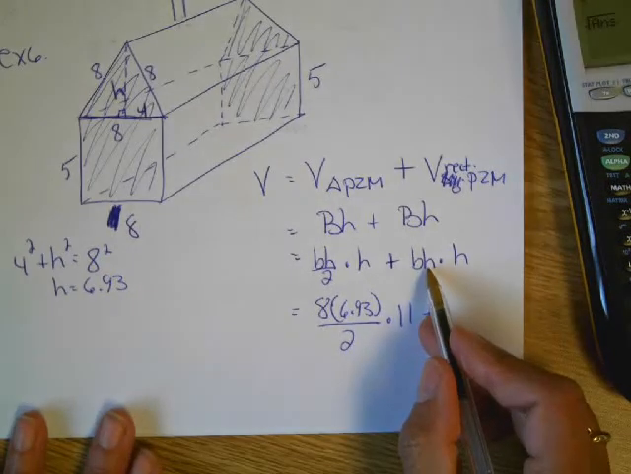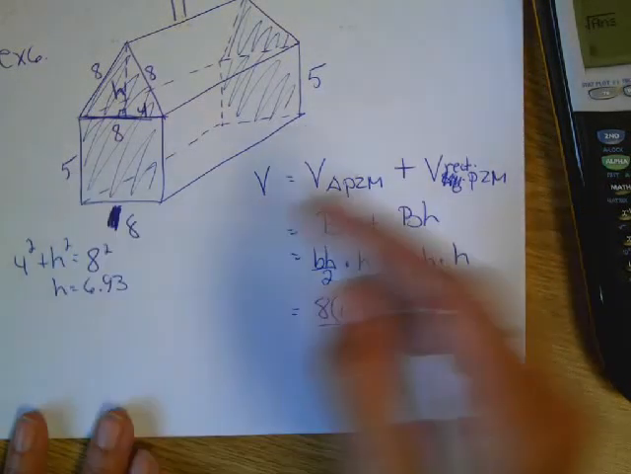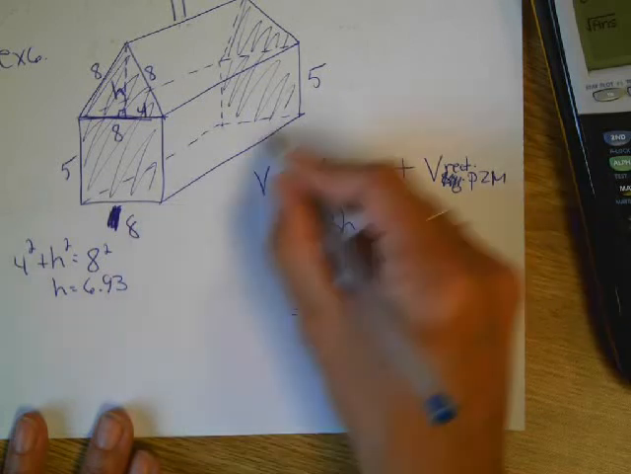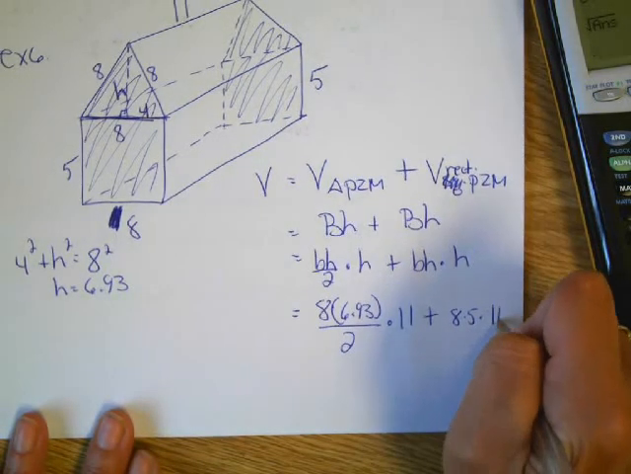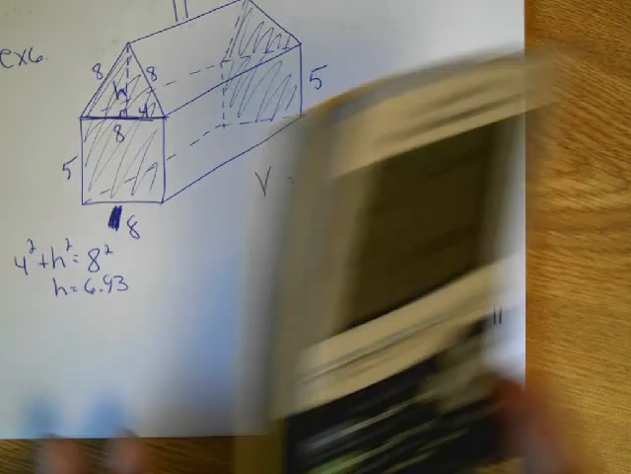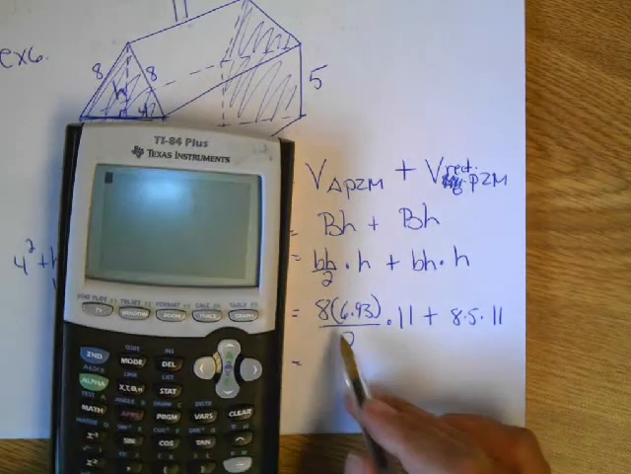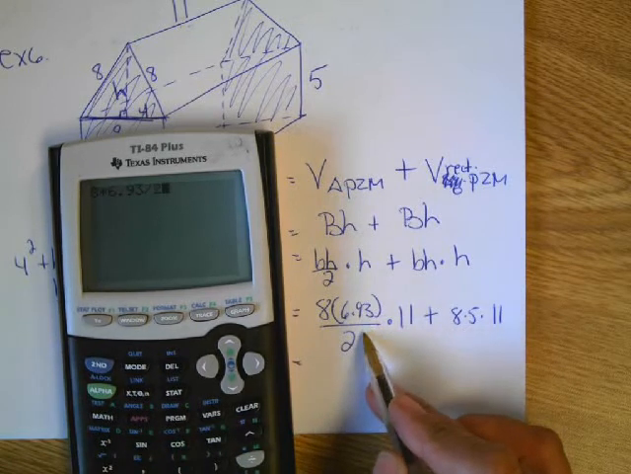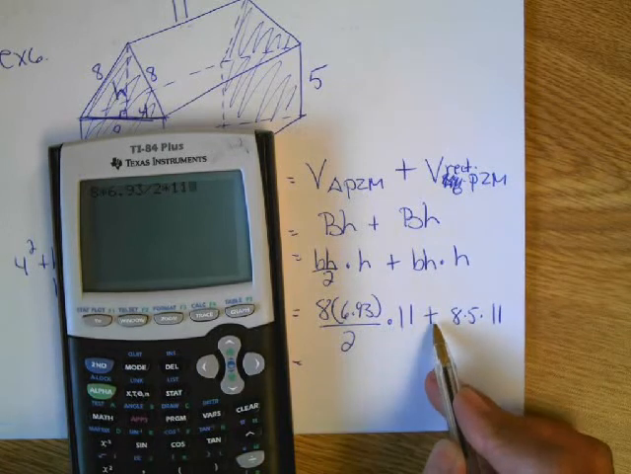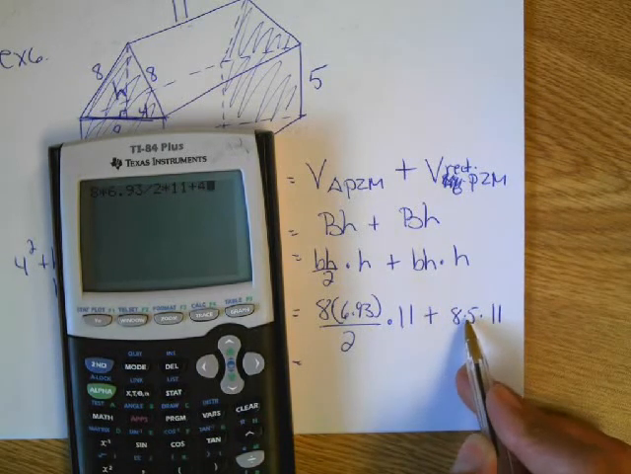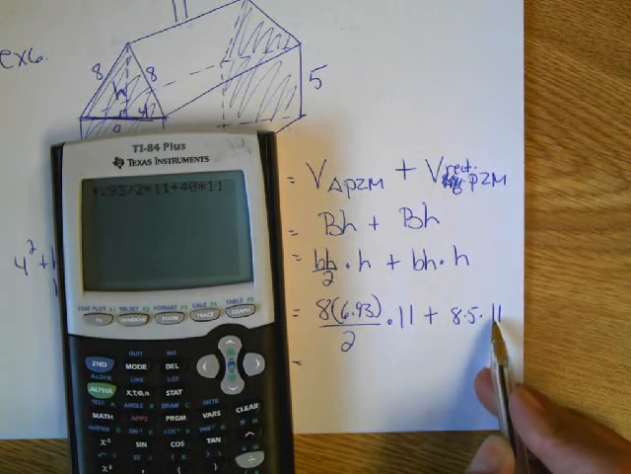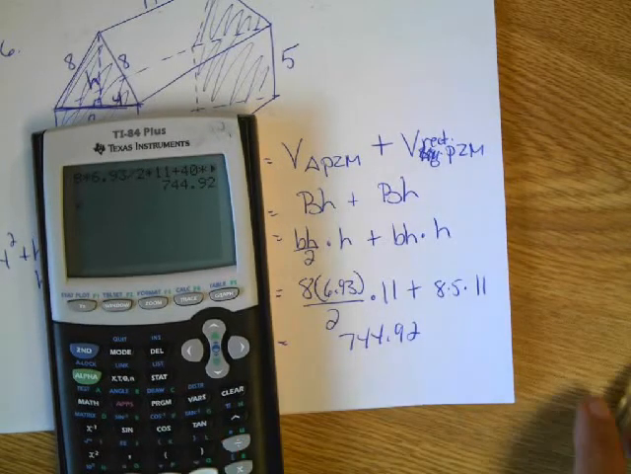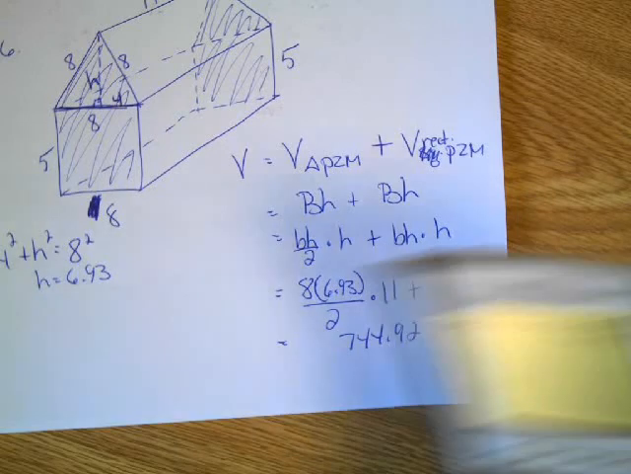Now I'm onto the rectangular prism. The base and height of the rectangle are 8 by 5. The height of the prism, again, how far apart are those rectangles? 11. And now it's all calculator work. So 8 multiplied by 6.93 divided by 2 times 11 plus, let's see, that's 40 times 11, 744.92. There we go. Not bad. And we're going to stop there.